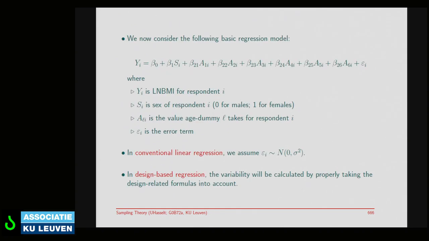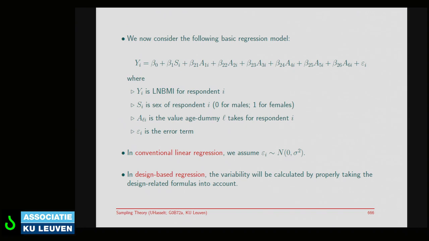So, why dummies, by the way? Well, then we don't force a linear relationship onto age. We can really let every age category have its own effect. So the outcome Y is log body mass index. S stands for sex, 0 males, 1 females. And then A are the various dummies for a given subject of age.